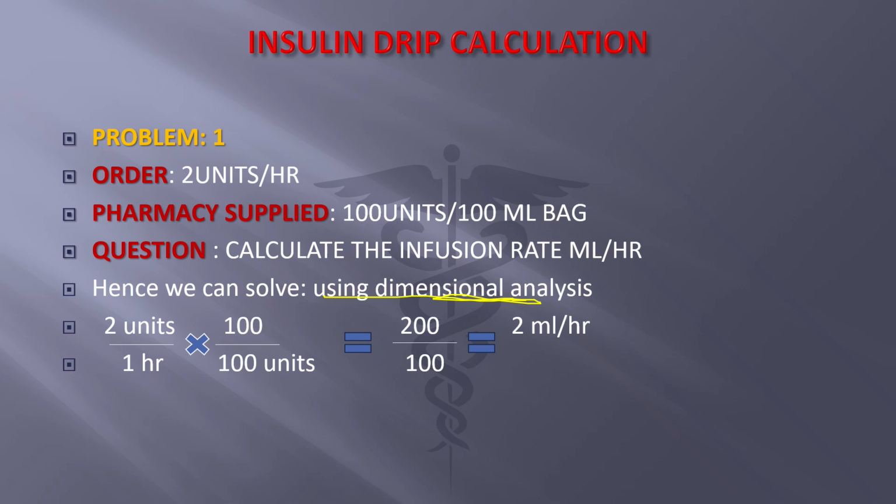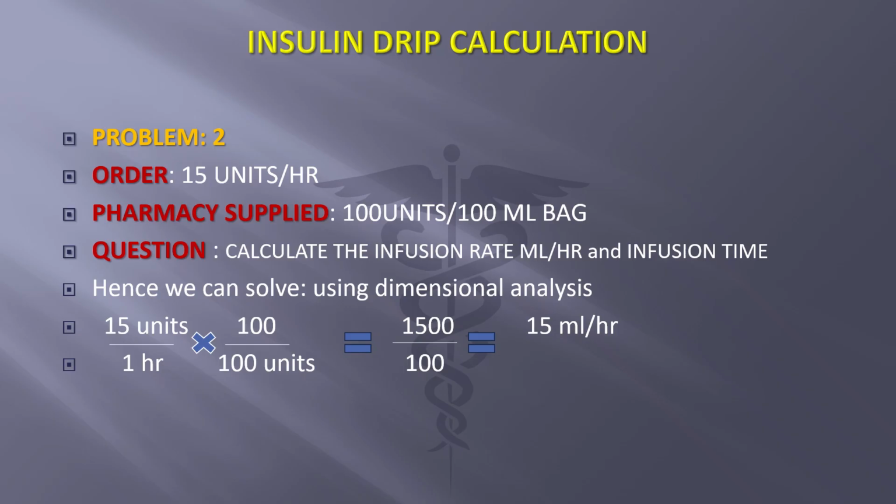Now here we have 2 units, which we will divide by 1 hour. So 2 units per hour multiplied by 100 ml per 100 units. In this you will get 200 by 100. If you cancel the hundreds together and you cancel the units together, you will get 2 ml per hour. So your infusion rate is 2 ml per hour.